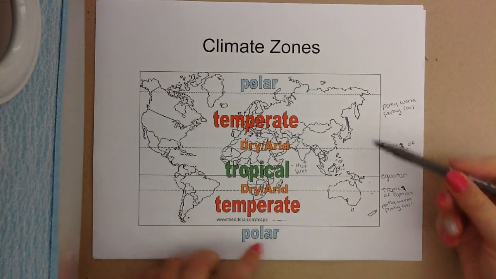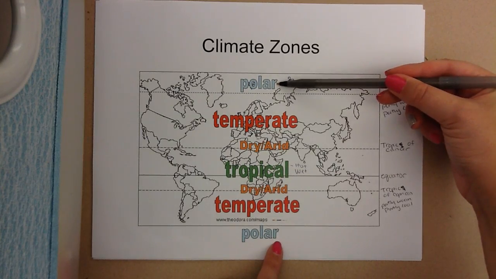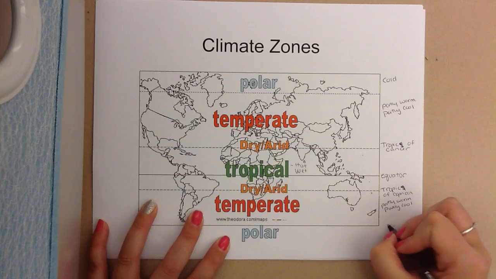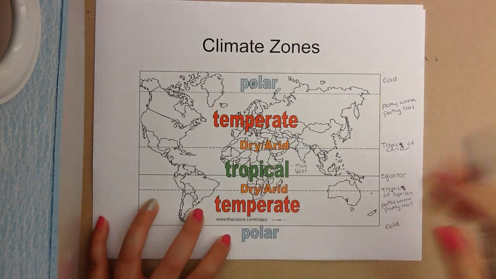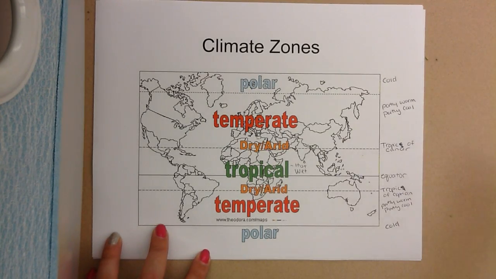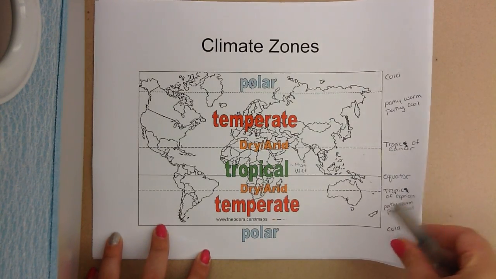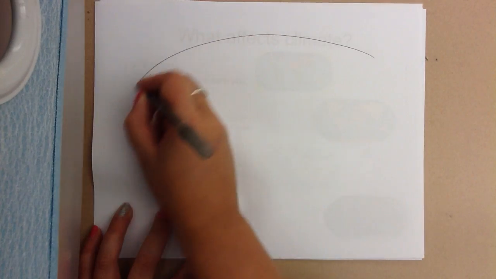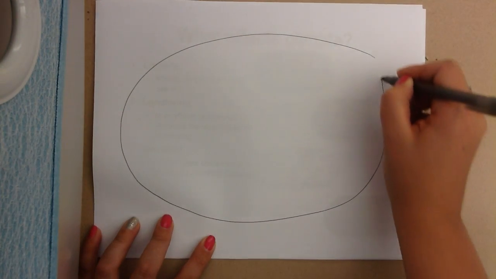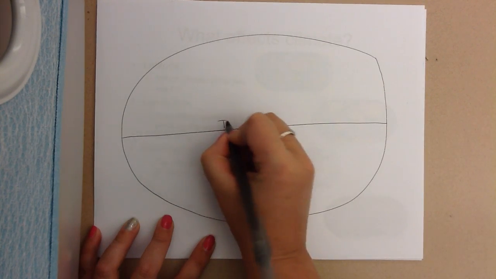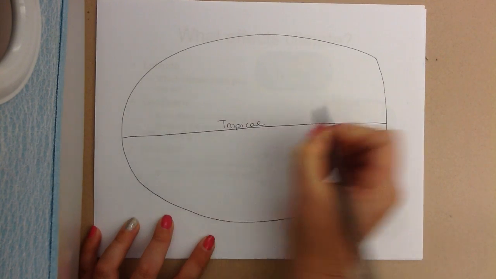Okay? And going up one more time, we've got our polar regions, which are cold or cool all year long. Okay? So that's how climate zones are affected by latitude. Okay? So if we were to draw a map of this, you kind of do a circle like this. Put your equator in the middle, and that is tropical.